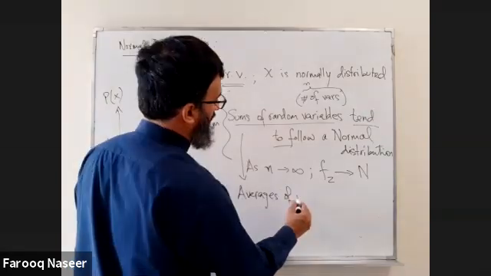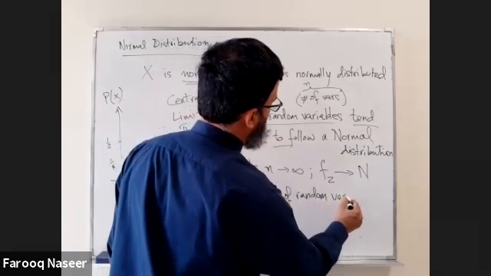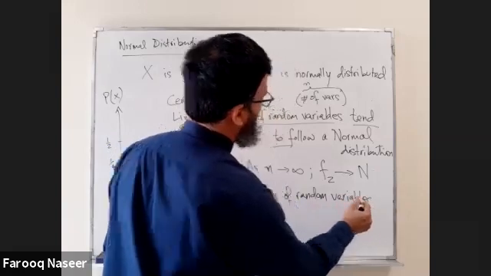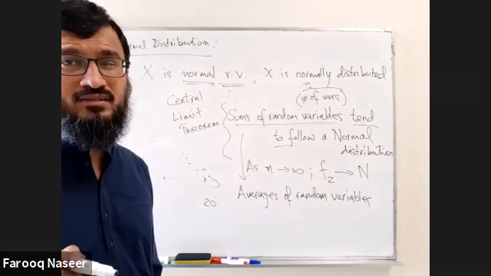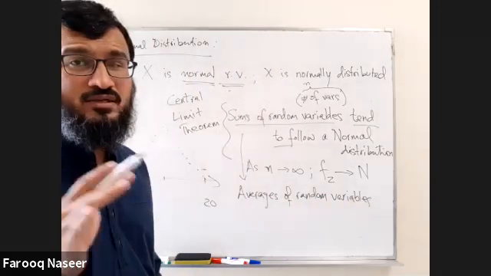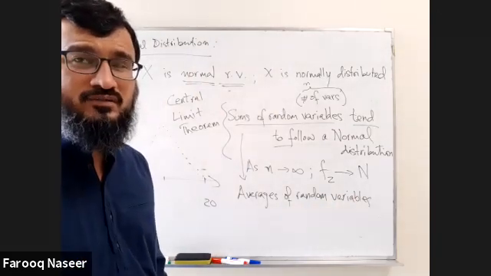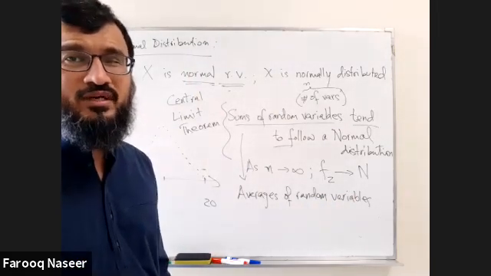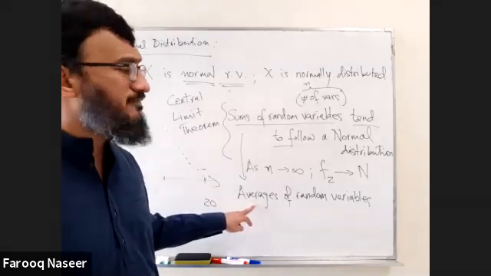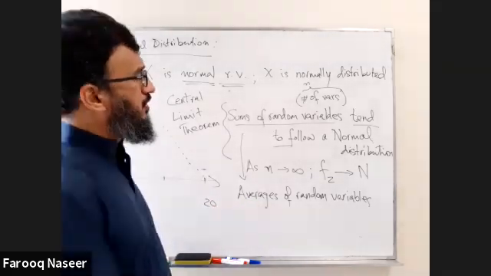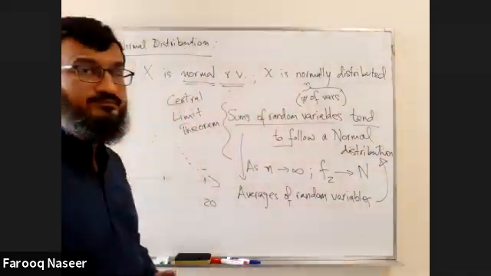averages of random variables. So what is averaging random variables? It's the same as the sum, except के sum करने के बाद हम n से divide भी करते हैं, right? So x1 plus x2 divided by 2. Yeah, x1 plus x2 plus all the way up to x20 divided by 20. So that random variable, which are averages of random variables, also tend to follow a normal distribution.